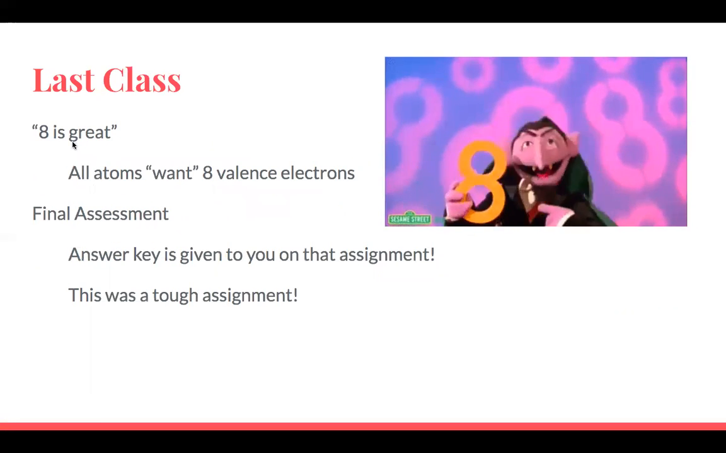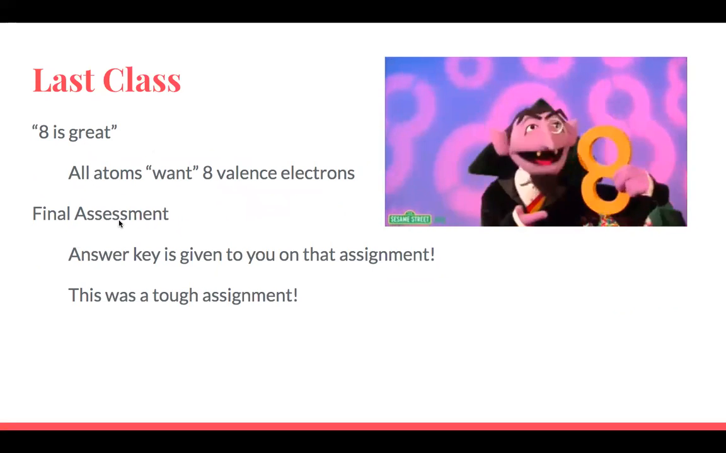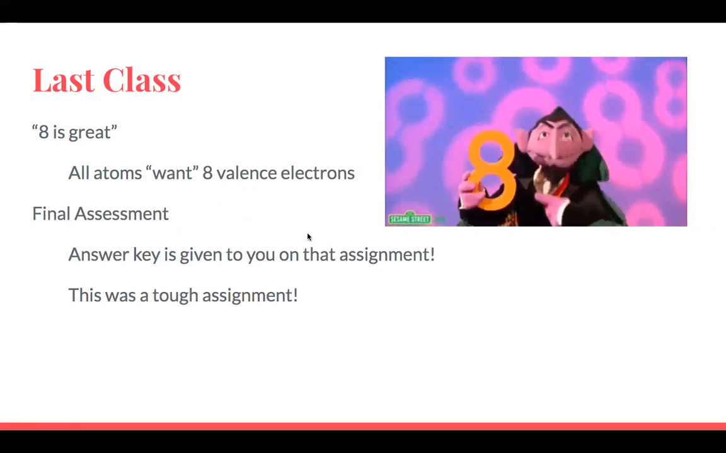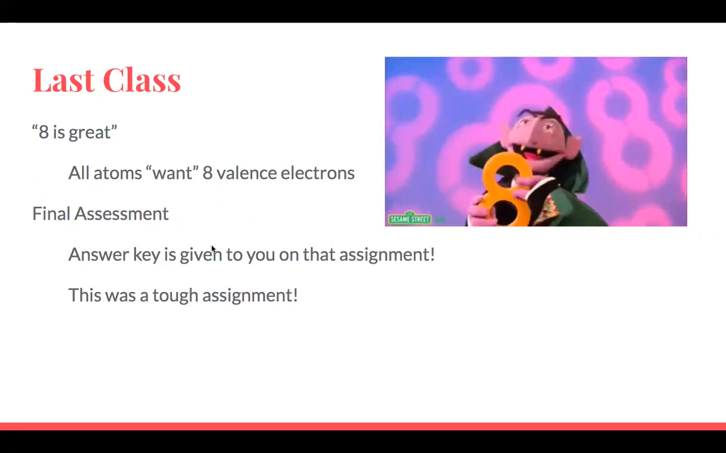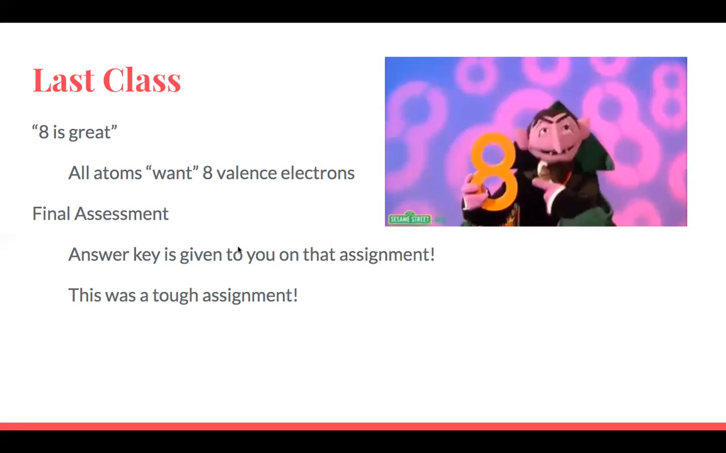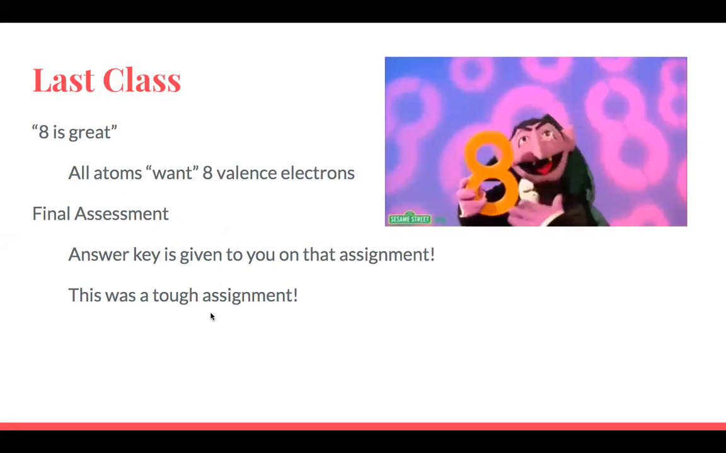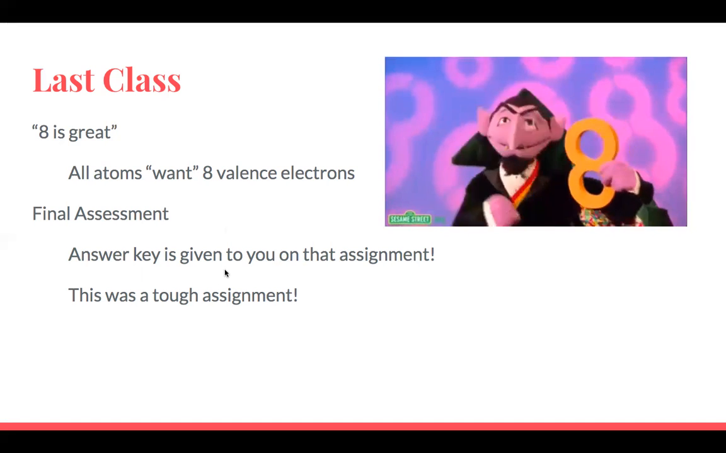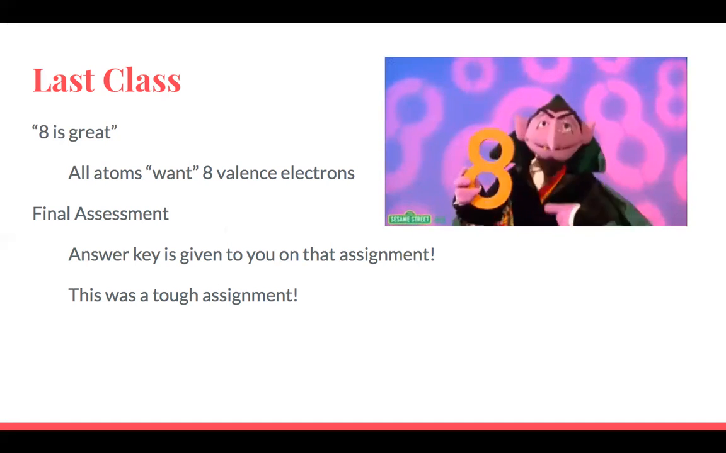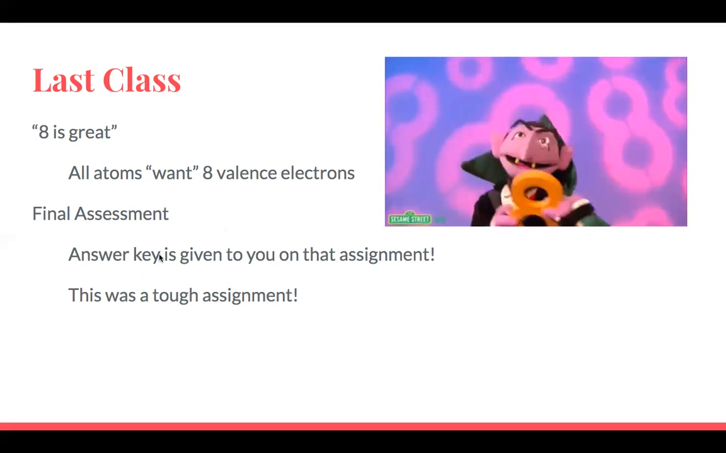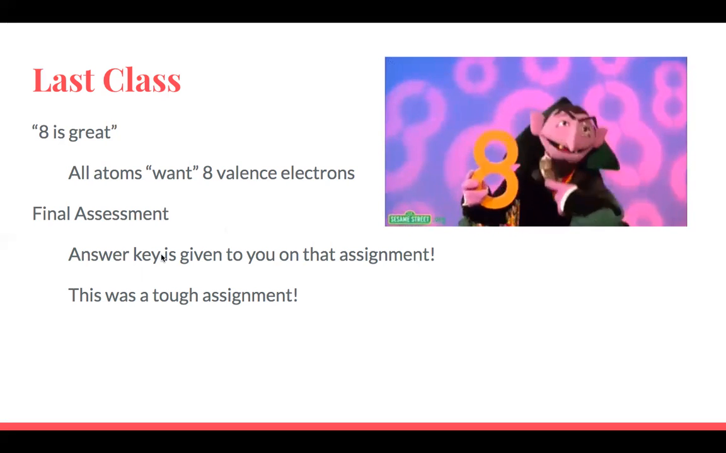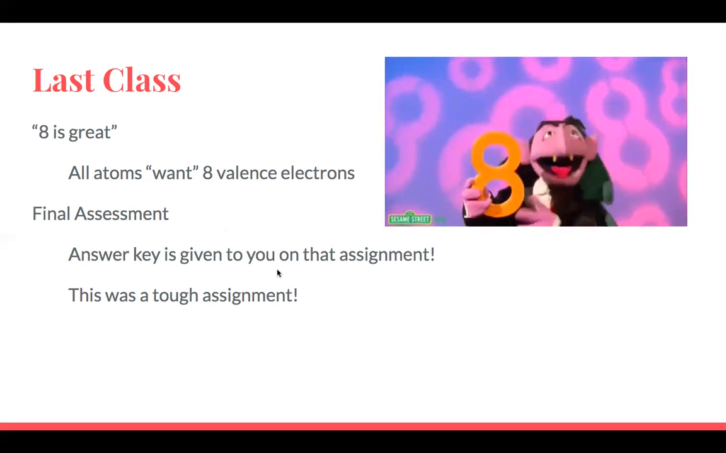Last class, we talked about 8 is great. I just talked about that. The final assessment has an answer key that is given to you on that assignment. So if you want to go back and look at it, I would say actually 50% of people did not pass. It was a tough assignment and I designed it to be tough. And I think most people in chemistry ended up with good grades. Look back at that answer key, grade yourself and ask, what did I get wrong? What did I get right? I know some people have already sent me some stuff asking about that.